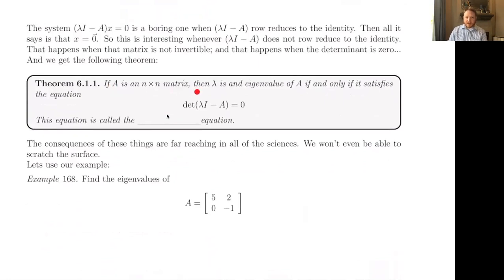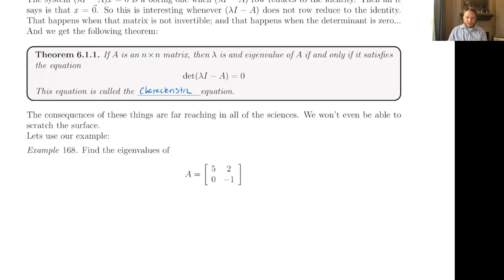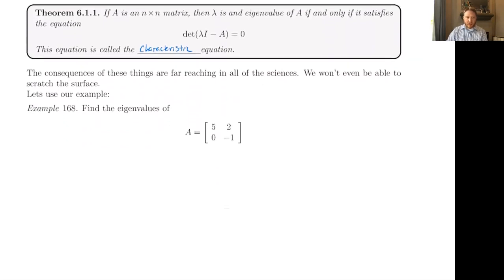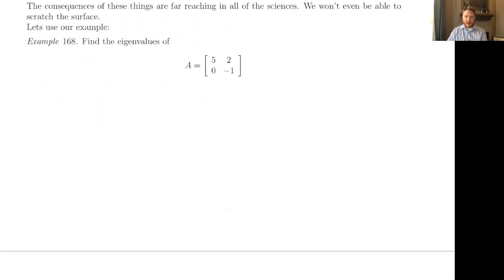So if A is an n by n matrix, then lambda is an eigenvalue of A if and only if it satisfies the equation determinant of lambda I minus A equals 0. We've seen this one before. This is called the characteristic equation. Now, there are tons and tons of uses for eigenvectors in math and the sciences, so we're not going to go too far into that, but we're going to need them for our own class. Let's start with a 2 by 2 matrix and find the eigenvalues of this thing right here.